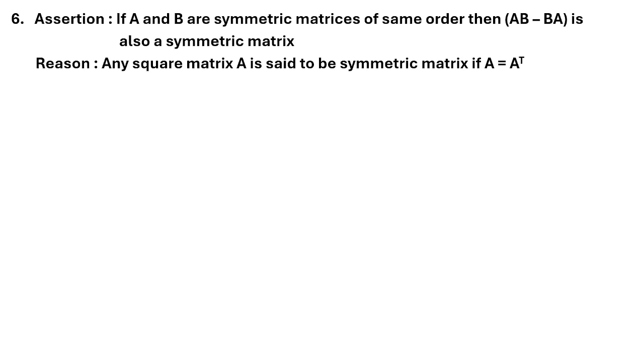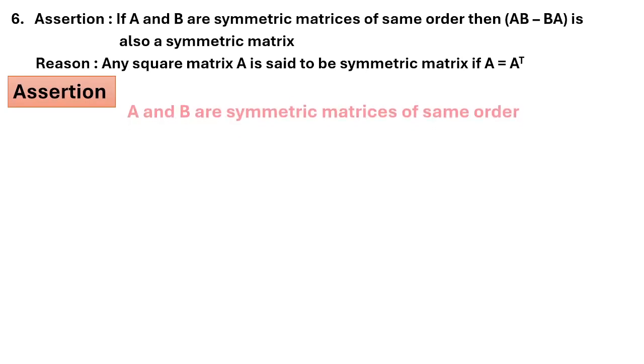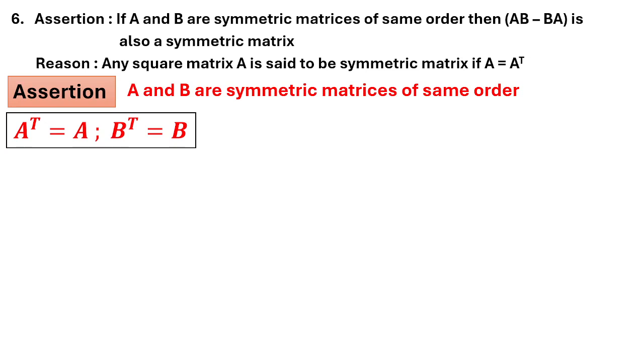Show that if A and B are symmetric matrices, check whether AB minus BA is symmetric or not. Let us try it now. It is given symmetric. Therefore, A transpose is A and B transpose is B. Now, how to prove AB minus BA whether it is symmetric or not? We have to find its transpose. If you get AB minus BA, it is symmetric. If you get BA minus AB, it is skew symmetric.